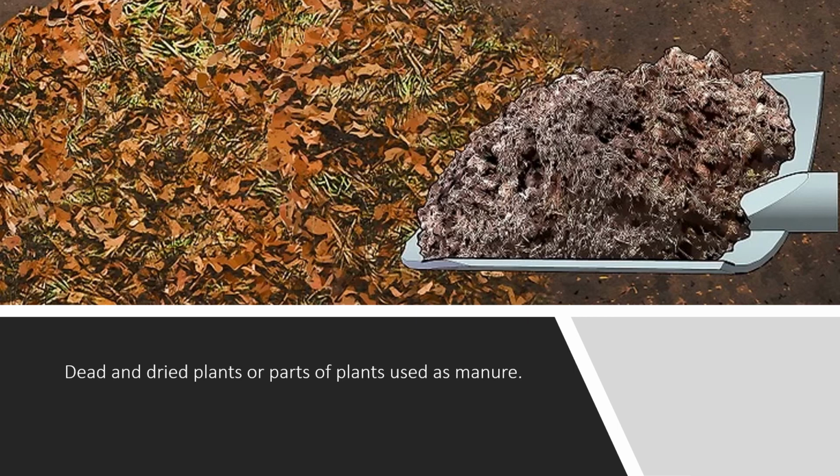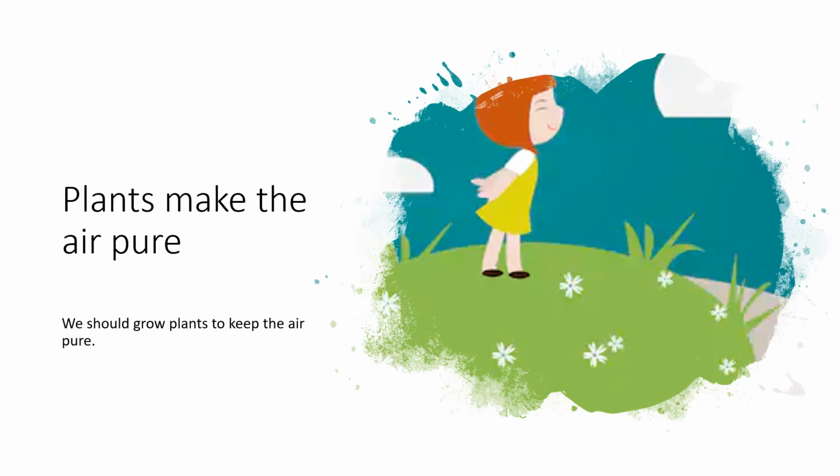Let us read the line here. Dead and dried plants or parts of plants are used as manure. Let us learn the spellings here. D-E-A-D, dead. D-R-I-E-D, dried. U-S-E-D, used. M-A-N-U-R-E, manure.